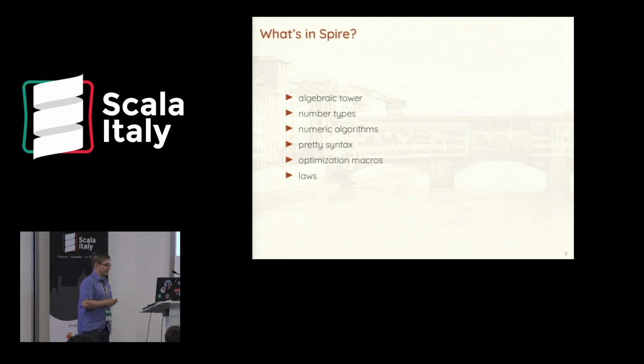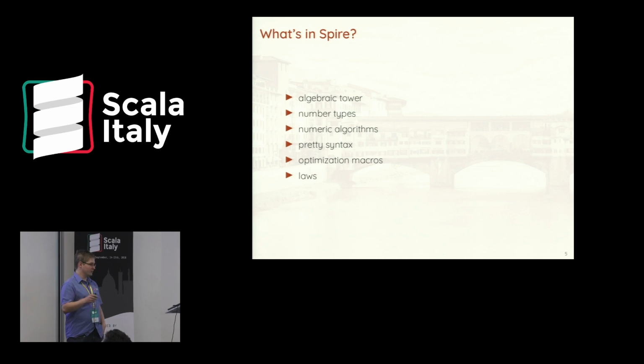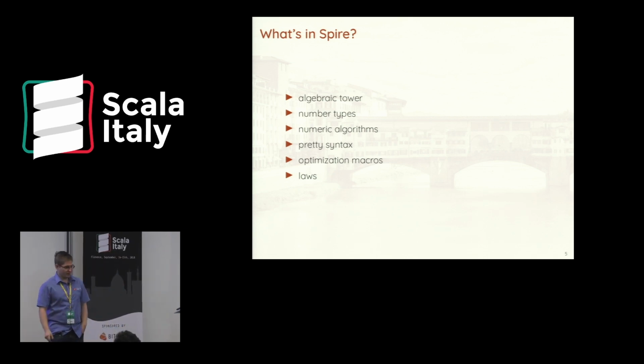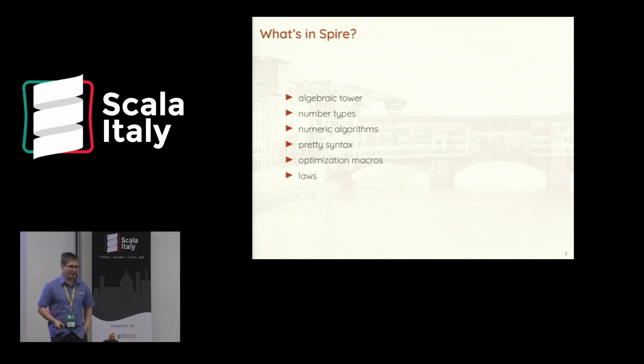So what's in Spire even? I have put some bullet points in here, and I will elaborate on some of these bullet points, and for the rest of them, you just have to trust me that they're in there. So there's this thing called the algebraic tower, and I will explain that in a moment. Essentially, it's a very big type class hierarchy that fits your every need in numerics. So whatever kind of operations you need on numbers, there's going to be a type class for that.